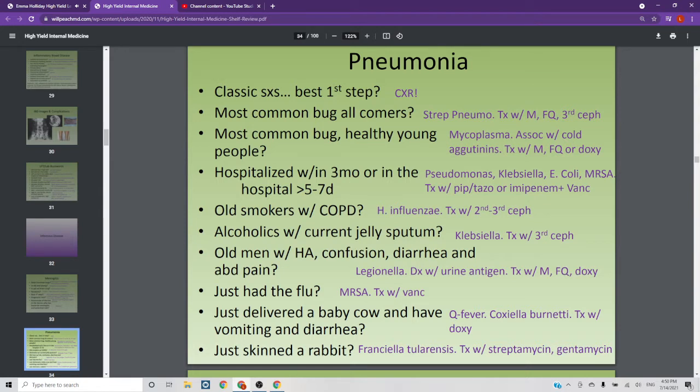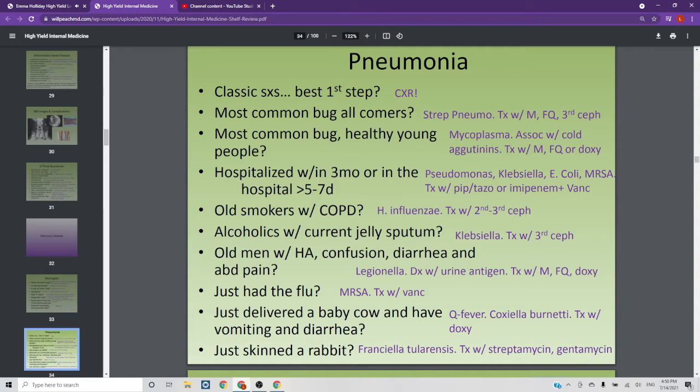If the patient is hospitalized within 3 months or is in the hospital for more than a week, we start worrying about HAP, hospital-acquired pneumonia, or healthcare-associated pneumonia, and those bugs are a little bit different. What bugs are we worrying about there? Pseudomonas, Klebsiella, E. coli are the main ones. And the treatment's a little bit different there as well.